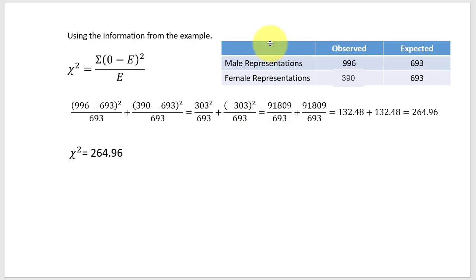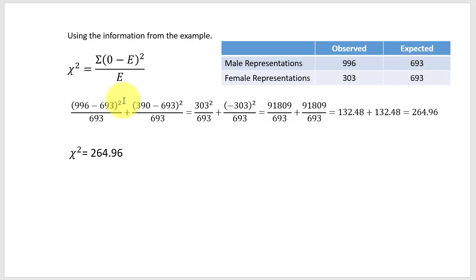Now, here's a table that just generally lays out what we're talking about here. We had 996 males represented on those cereal boxes. We had 390 females represented on the cereal boxes. If we expected there to be a 50-50 split, because that's what the representation is in the world, if we took this same amount of representation, the same amount of characters, and split them equally, we would expect there to be 693 males, 693 females. We want to know if what we observed is different than what we expect.